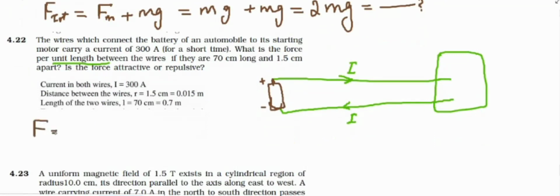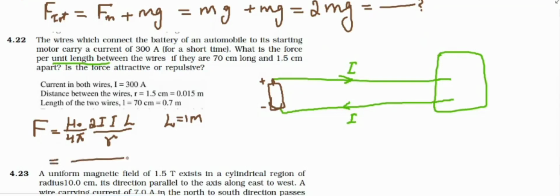F is equal to mu naught by 4 pi, 2 I1 I2 L upon R. Here both I1 and I2 are I only. R is 1.5 centimeter and L you have to take as 1 meter because force per unit length is asked. So substitute the values, you get the answer. Now here the currents are anti-parallel currents, so as they are anti-parallel currents, they will repel each other.